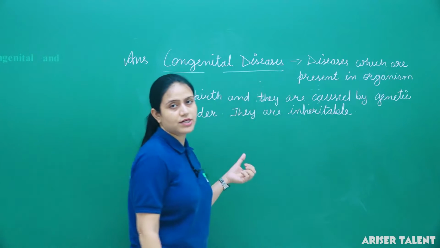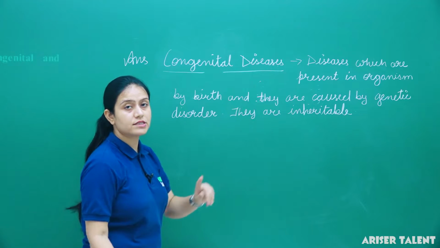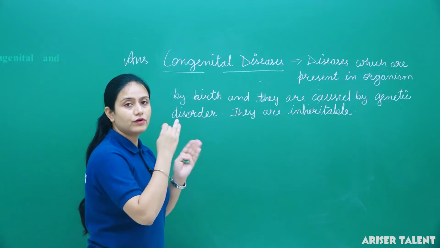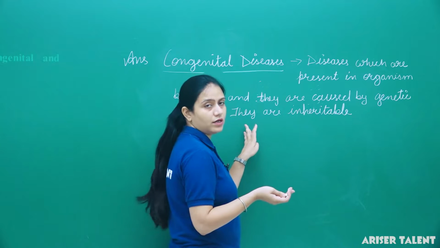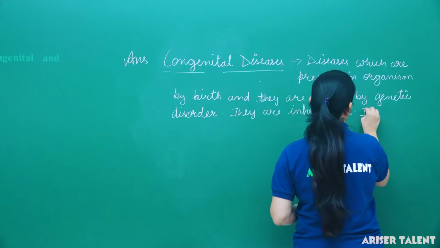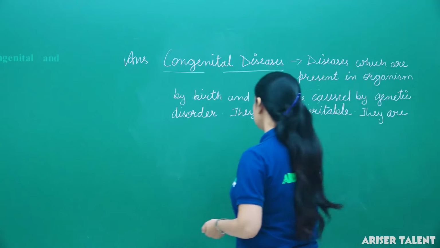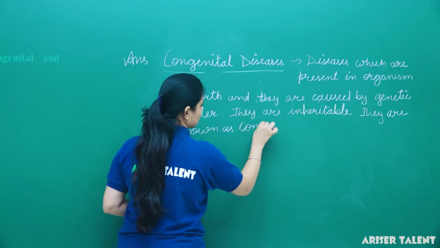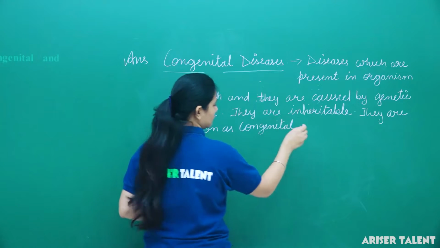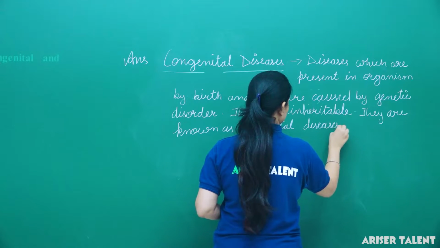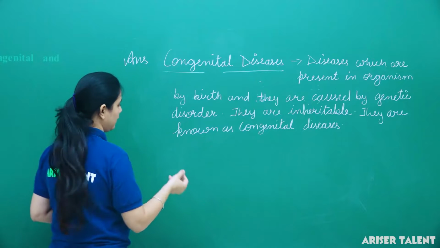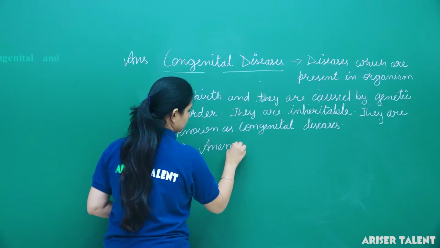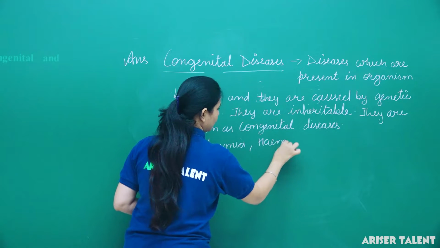Okay, so diseases which are present in the organism by birth, caused by genetic disorder, and inheritable, meaning they go from one generation to another, are known as congenital diseases. For example, hemophilia, anemia.